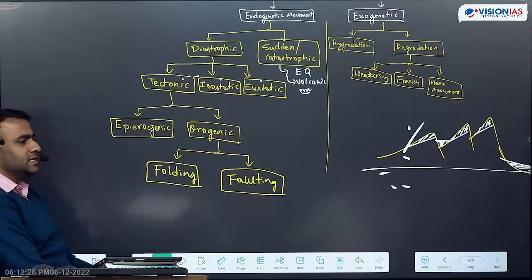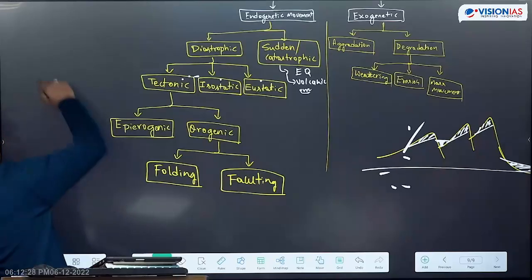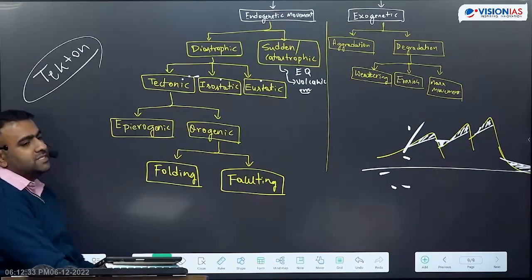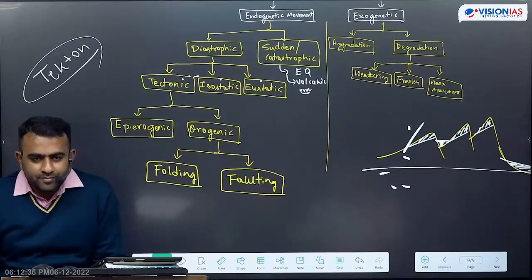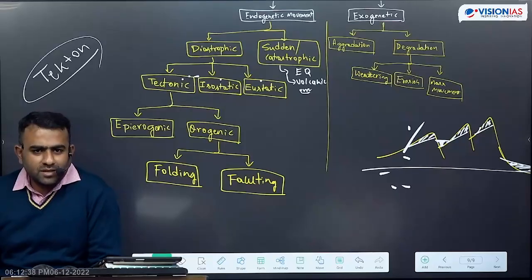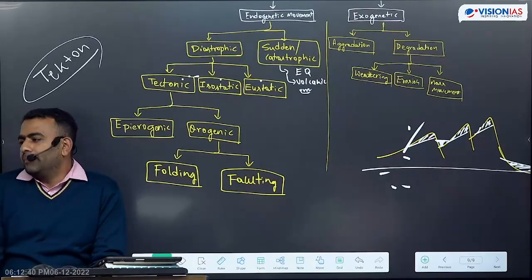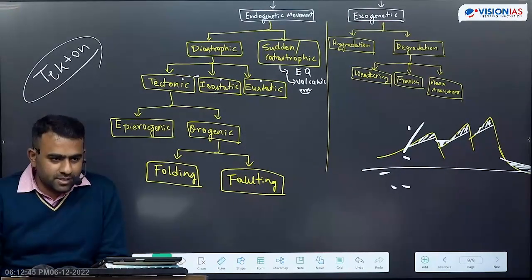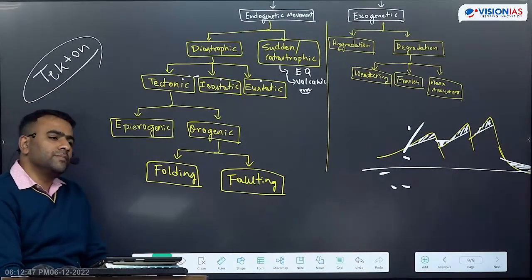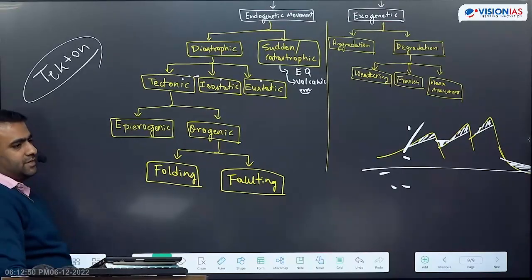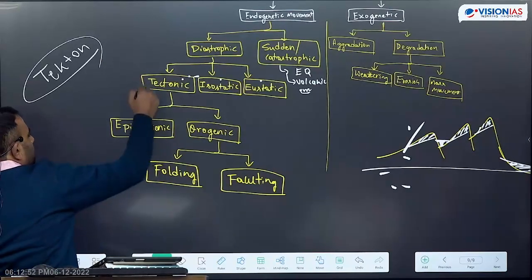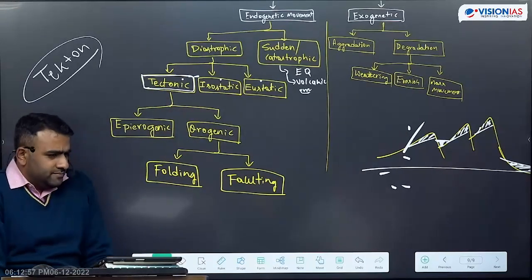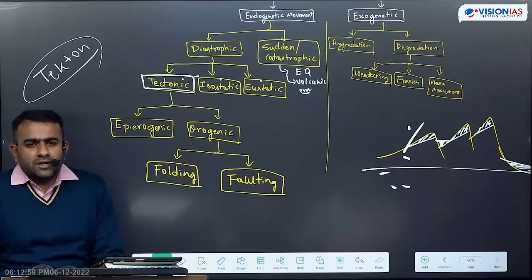Tecton means to build. It is derived from the Greek word, and it means to build. Build is something new. Plate movement causes the building of some new structure. That is why it is called plate tectonics. Plate is a different word, tectonics is a different word. So what are tectonic movements? It is not associated with the plates. We have not talked about plates yet. We will talk about them in plate tectonics.